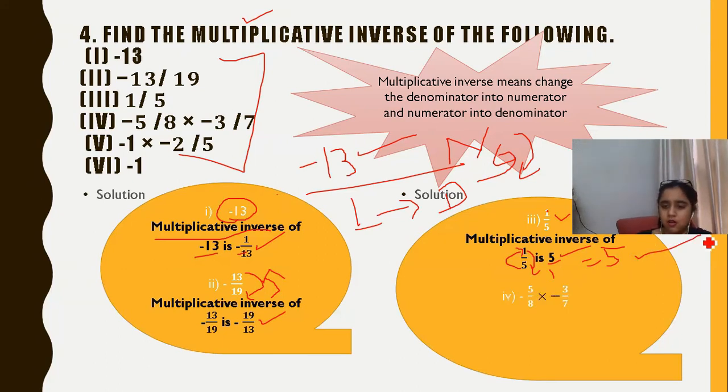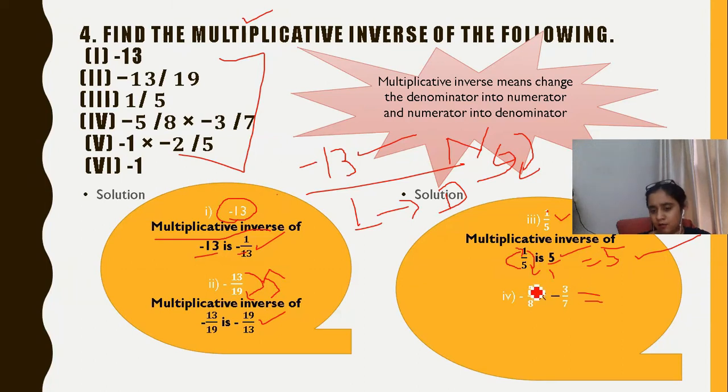And our fourth part is minus 5 upon 8 multiply minus 3 upon 7. We will do a multiplication of these numbers, then we will find out the multiplicative inverse of that number. I mean to say that I will multiply these two numbers with each other, and it's very easy to multiply rational numbers with each other. And you know what the rules of multiplication in rational numbers are. It's very simple.